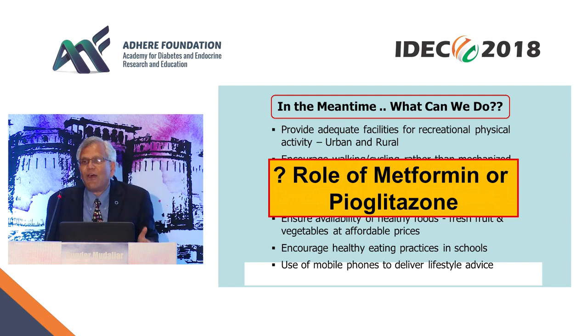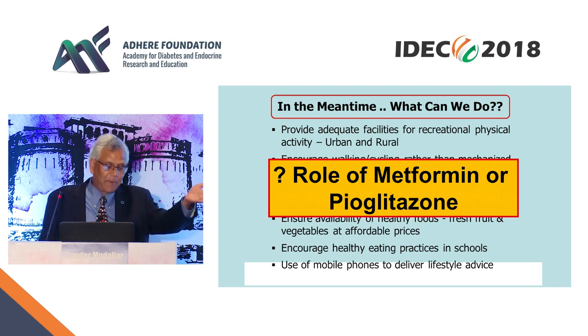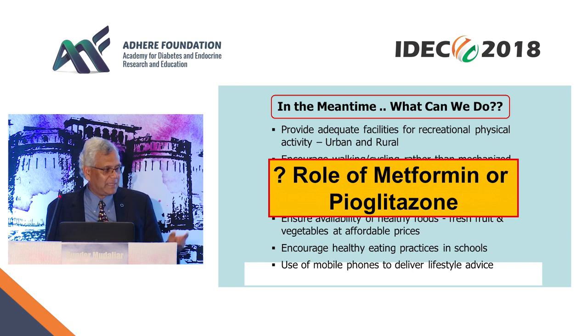Anyway, I'm saying, how are we going to do it? I don't know. Ensure availability of healthy foods, fresh fruit and vegetables at affordable prices. We can't do that. How do you do it? You tell your patients eat healthy. Like in the US, I tell them, and he says, Doc, are you kidding me? For $1 I can get 2 burgers. Am I going to spend $5 to get that? No, I've got to eat. I'm going to eat what I can get for a cheap price.